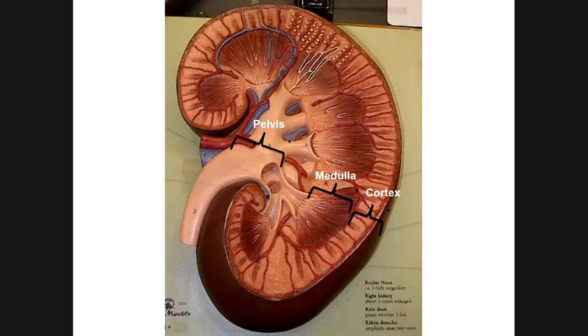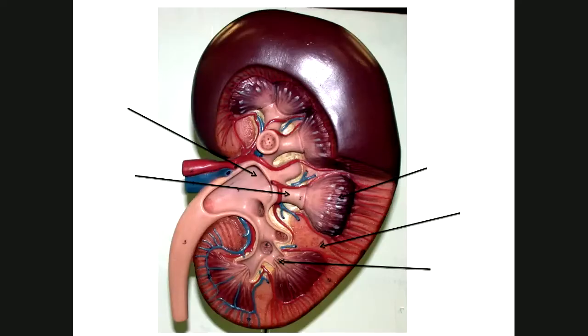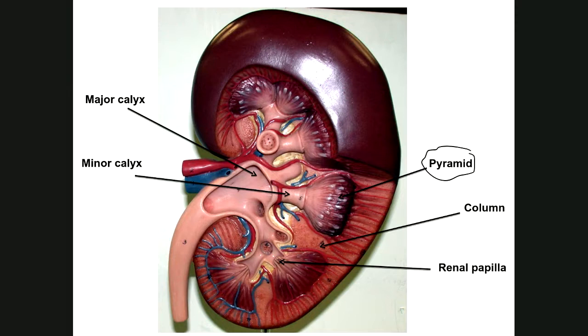Okay. Well, like I said, if we look at this medulla, what we're going to see are these things called pyramids. So this is a pyramid right here. And it really does look like a pyramid. These are cut, so they look flat. But they're not flat. They're like a pyramid. Remember, it looks sort of like this. And that's what they look like.